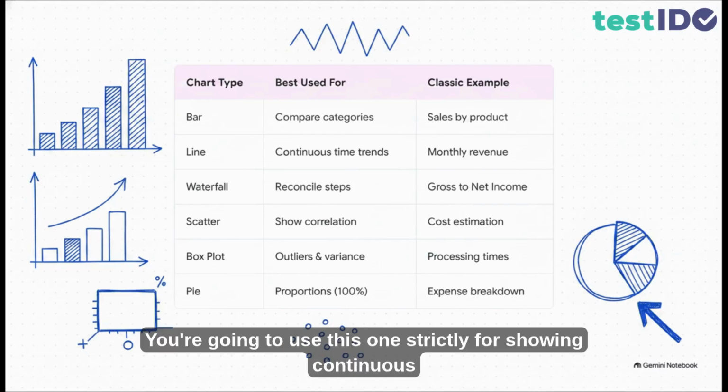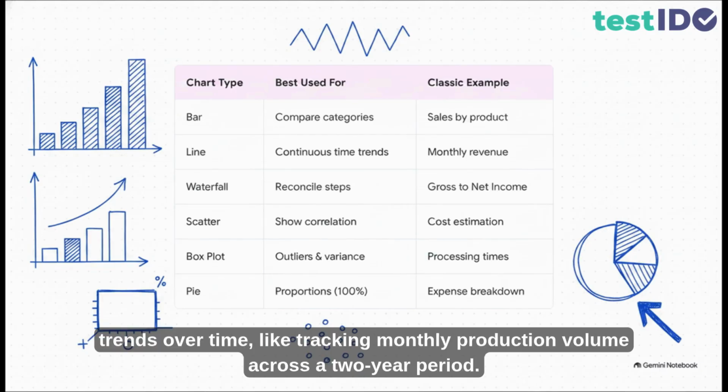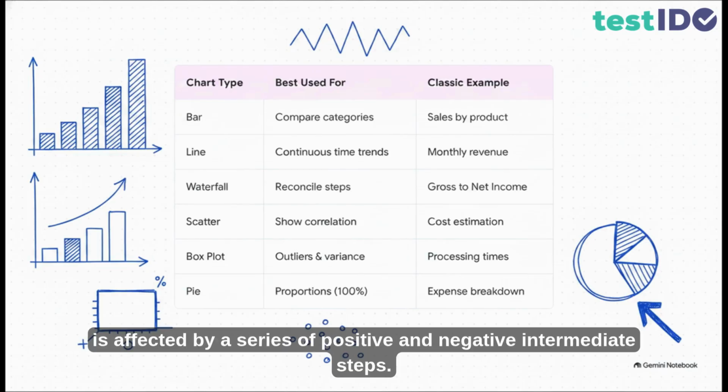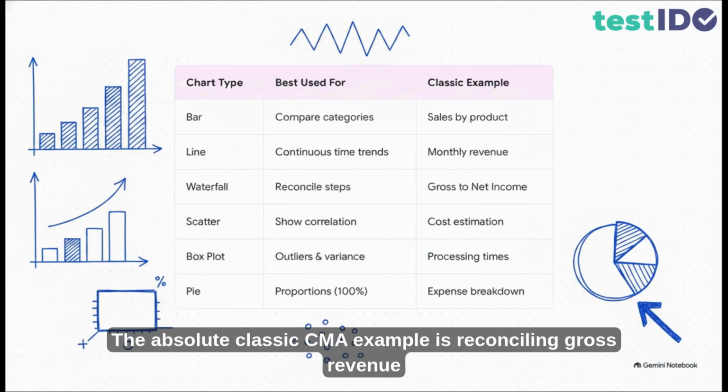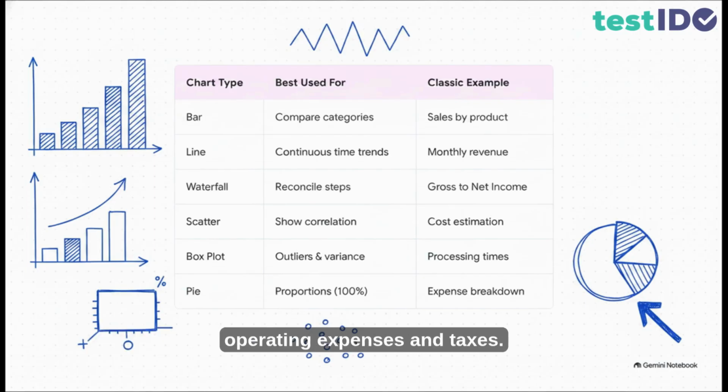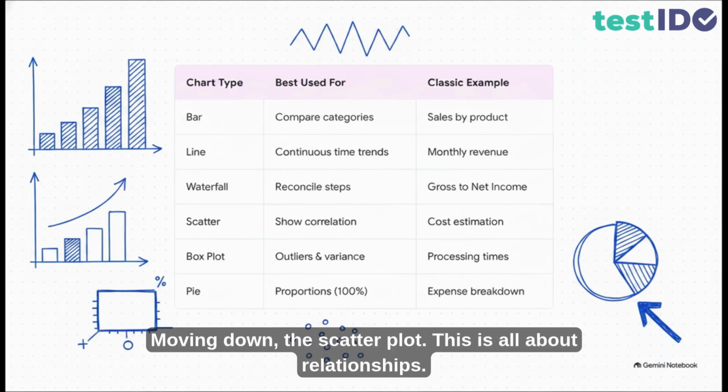Next is the line chart. You're going to use this one strictly for showing continuous trends over time, like tracking monthly production volume across a 2-year period. Then we have the waterfall chart. Listen, this one is huge for accountants. It shows how an initial value is affected by a series of positive and negative intermediate steps. The absolute classic CMA example is reconciling gross revenue all the way down to net income by stepping through COGS, operating expenses, and taxes.